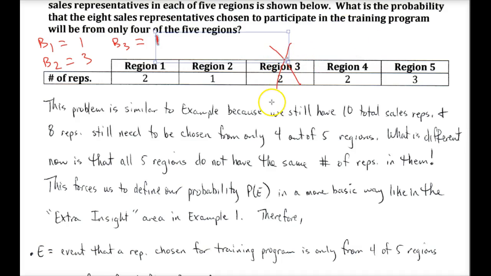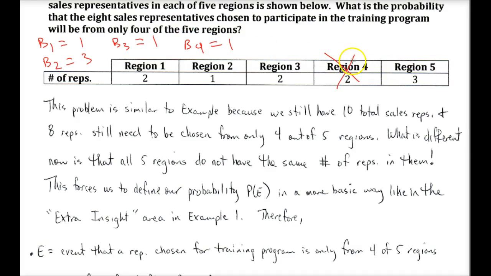Here we can do the same thing. Let's get rid of that. For region 4, if we take care of region 4, we have the same kind of thing. So we got 2 plus 1 is 3, plus 2 is 5, plus 3 is 8. So B4 is the same thing, it's just 1.